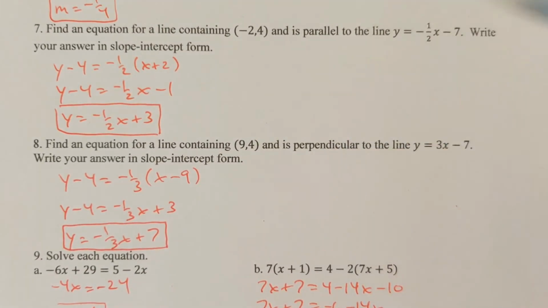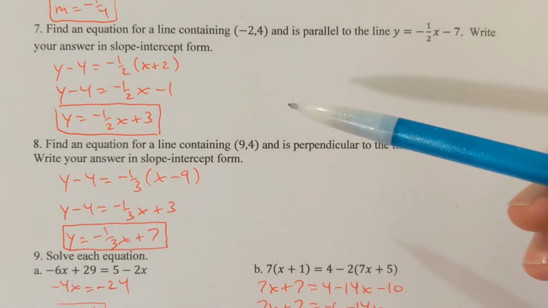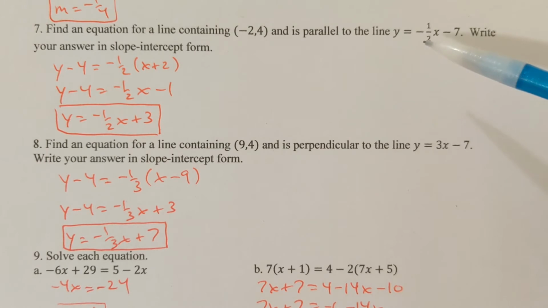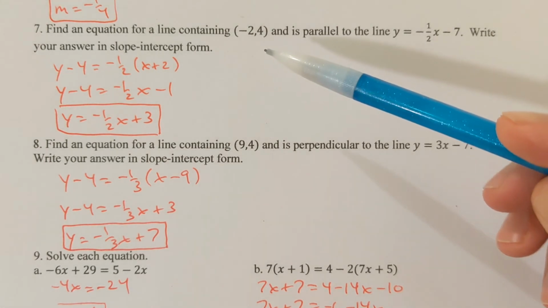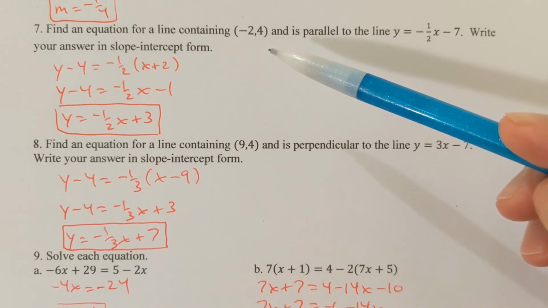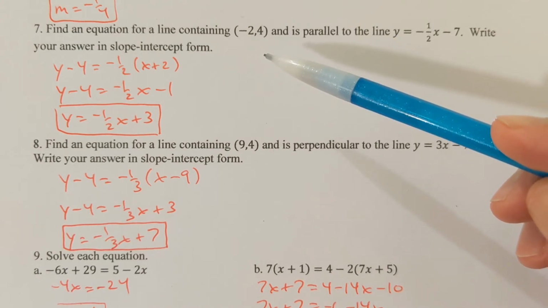Problem 7, find an equation for a line containing negative 2, 4, and is parallel to the line y equals negative 1/2 x minus 7. Write your answer in slope-intercept form. So the slope is negative 1/2, and the line also passes through negative 2, 4.